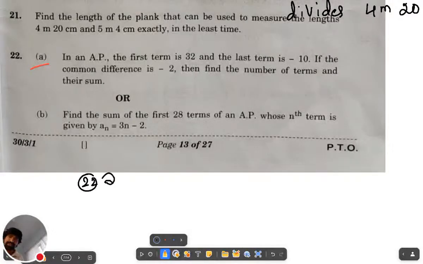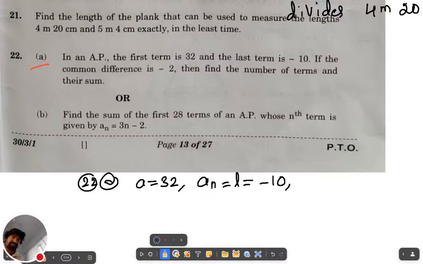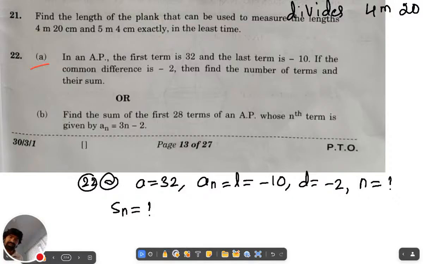22A question. What is given here: the first term is 32 and the last term, an or l, both are the same, so it is minus 10. The common difference is also given. What is the common difference here? Minus 2. So we need to find the number of terms, this n value, and Sn, the sum of those values.